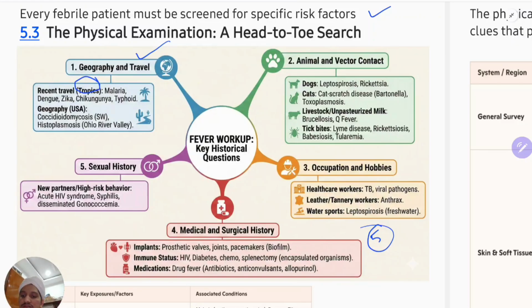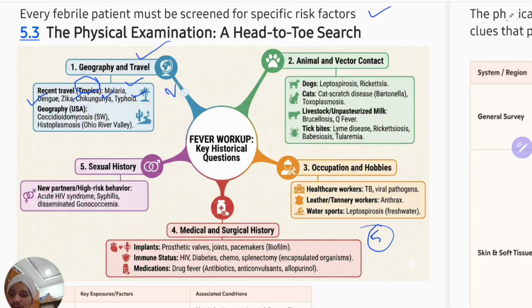Tropics are those areas of the globe which usually have high temperature. If you go to USA or Europe or Russia, usually the temperature is low, that is not a tropical area. India, China, Pakistan, Bangladesh, Middle East are considered tropical areas. If there is a recent history of travel to tropical areas, or the patient resides in a tropical area, you should have in your mind malaria, dengue, Zika virus, chikungunya, typhoid.